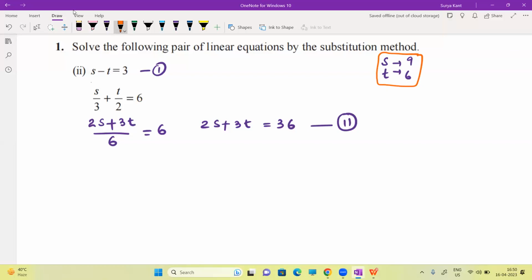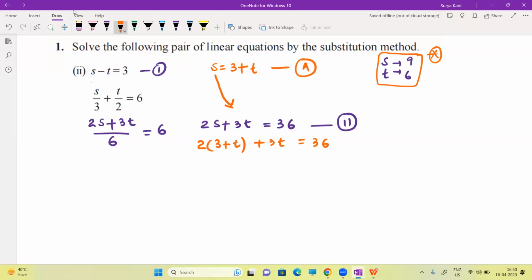Harshit, you got the answer? S is equal to 3 plus T. This is equation number A. We can write S, and this S value we are going to put in equation number 2. So 2 into 3 plus T, plus 3T is equal to 36.